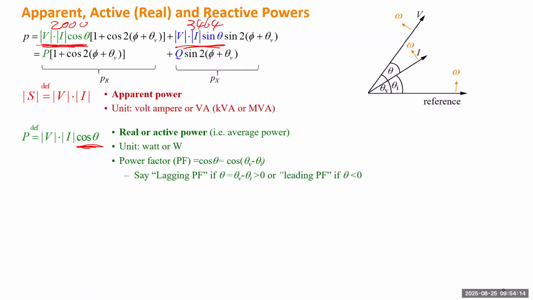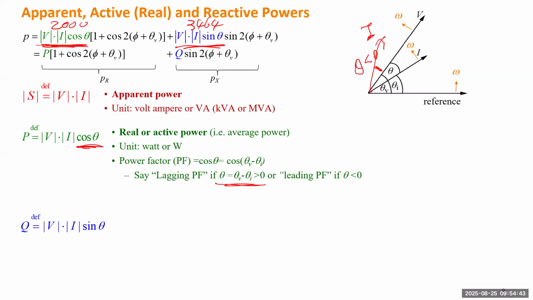So if theta is positive, we call it the lagging power factor because the current is lagging the voltage. If theta is negative, current will be leading the voltage. We call it the leading power factor. That will be the case. Leading power factor if theta is negative. Because theta here just means by which the current phasor is lagging the voltage.